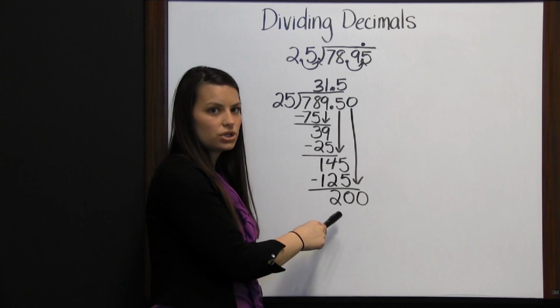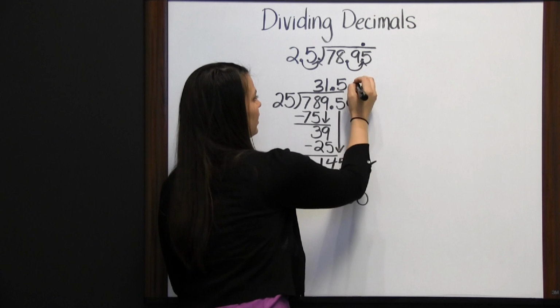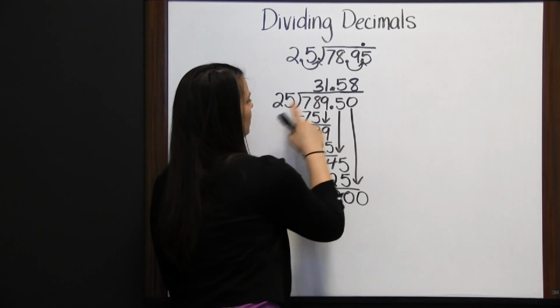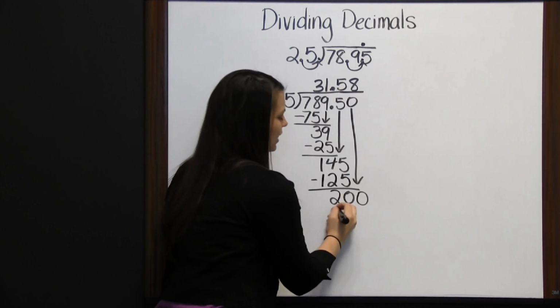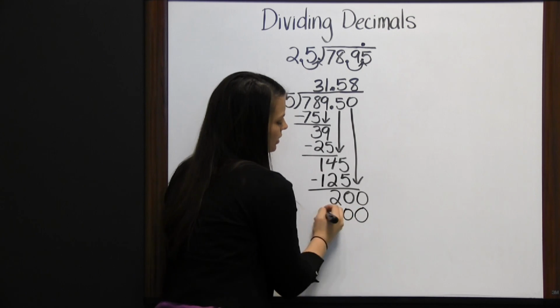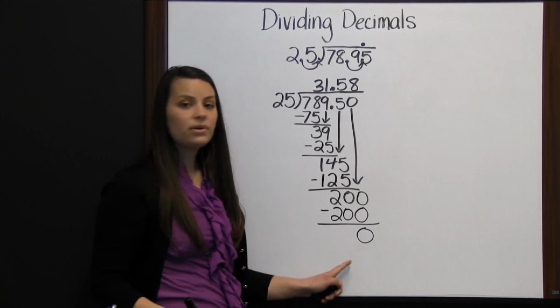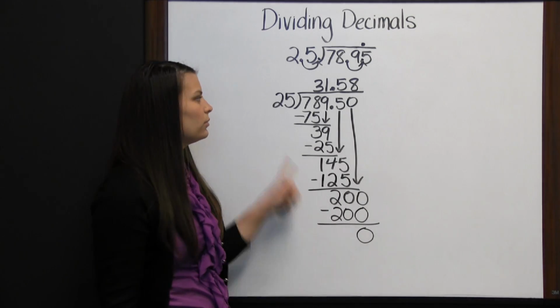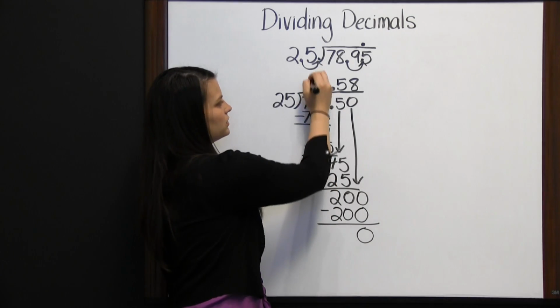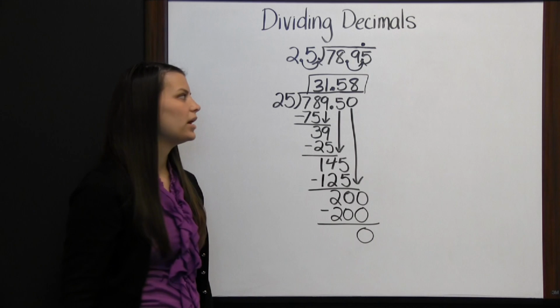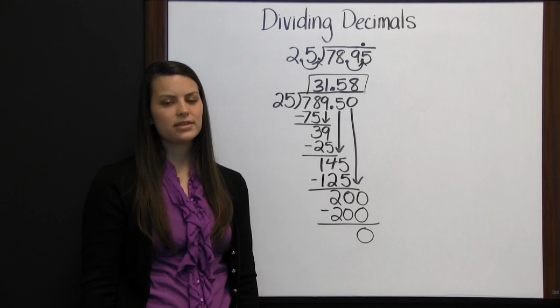25 goes into 200 8 times. 25 times 8 is 200, so that when we subtract, we get a remainder of 0. Now that we've reached a remainder of 0, we're finished dividing, and our result is 31 58/100.